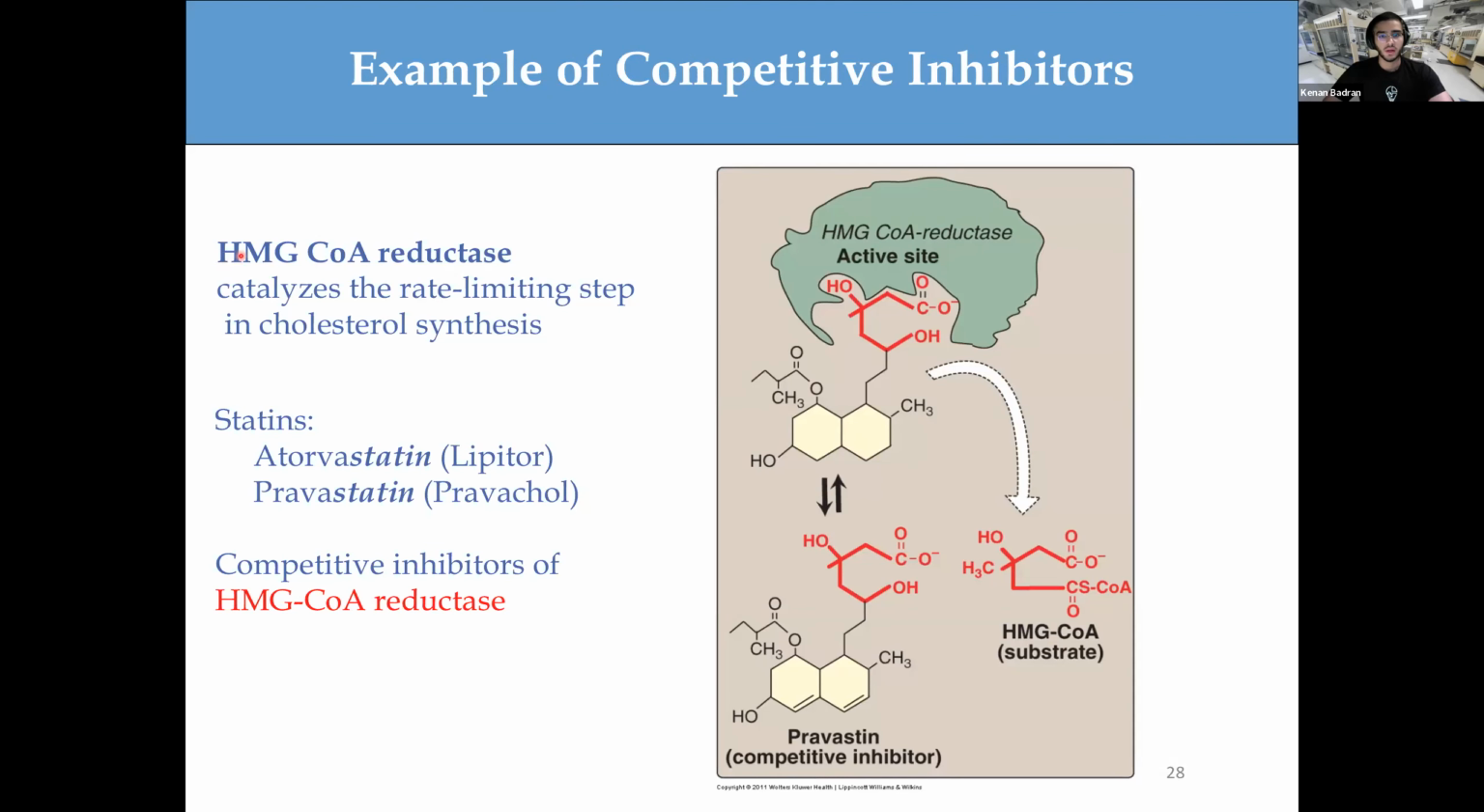Now, an example of a competitive inhibitor is HMG-CoA reductase inhibitors, for cholesterol synthesis, the rate-limiting step, of course. For HMG-CoA reductase, the inhibitors are given the name statins, either atorvastatin or pravastatin. Always look for statin. It's almost always anything related to cholesterol maintenance at your level. You need to know competitive inhibitors for HMG-CoA reductase.